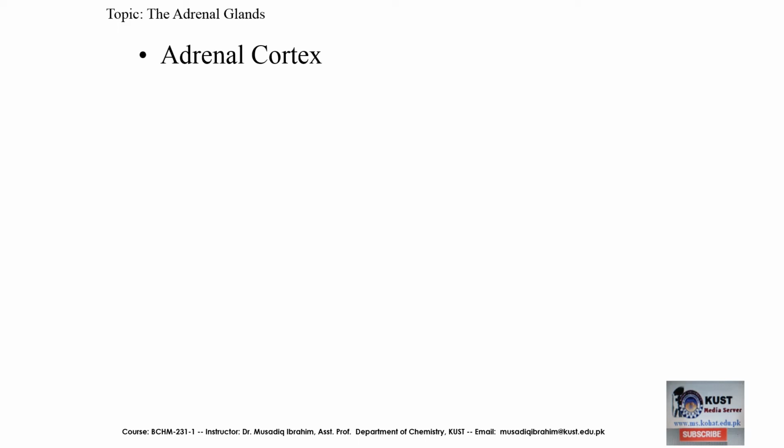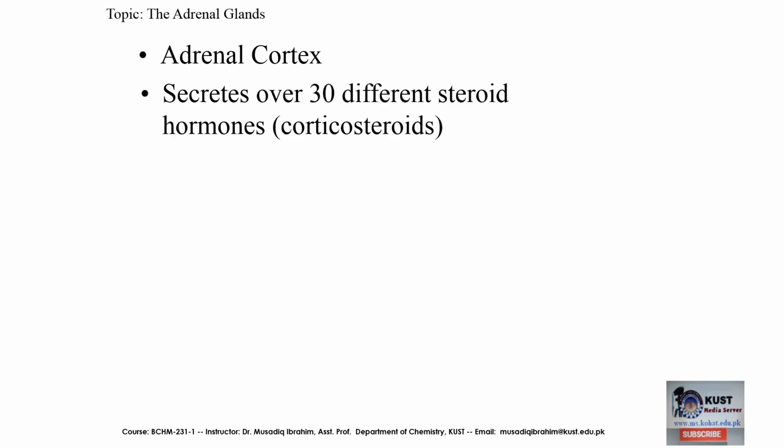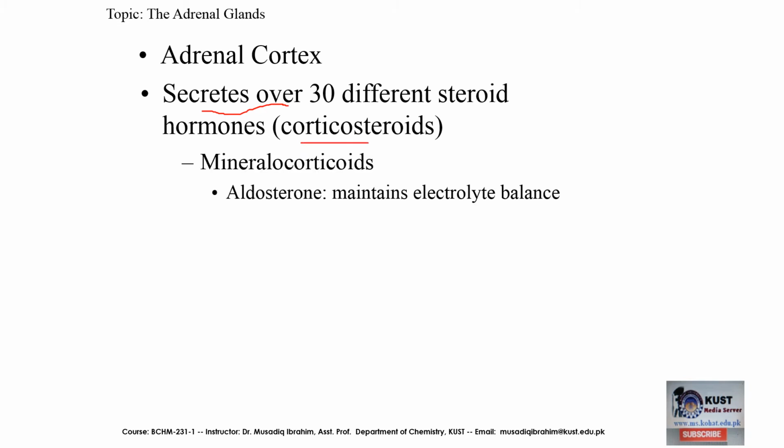So in case of adrenal cortex, it secretes over 30 different steroid hormones, which are collectively known as corticosteroids. There are different types of corticosteroids which are secreted from the different regions of the adrenal cortex. The first one is mineralocorticoids, which are secreted by the outer zone of the adrenal cortex, also known as the zona glomerulosa. An example of the mineralocorticoids is aldosterone, which maintains electrolyte balance.